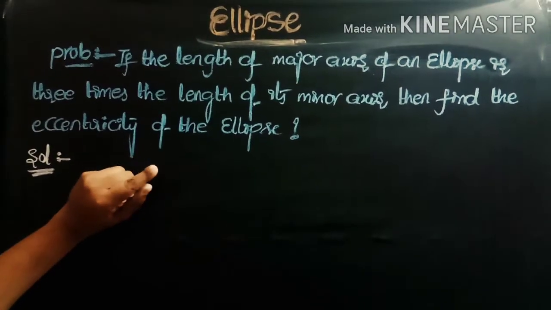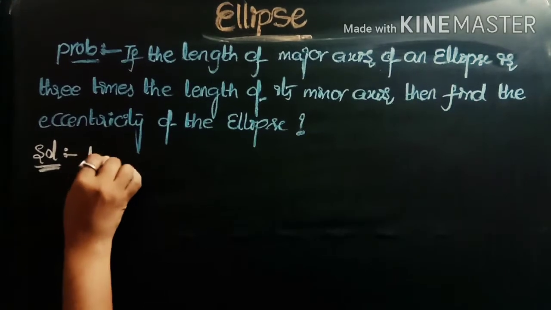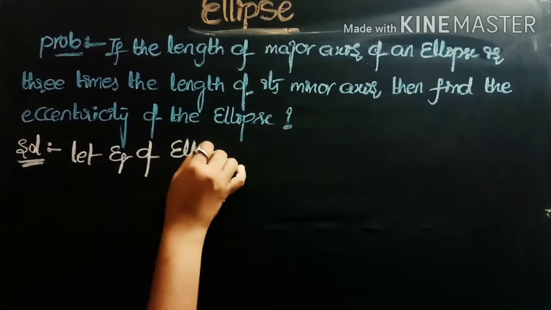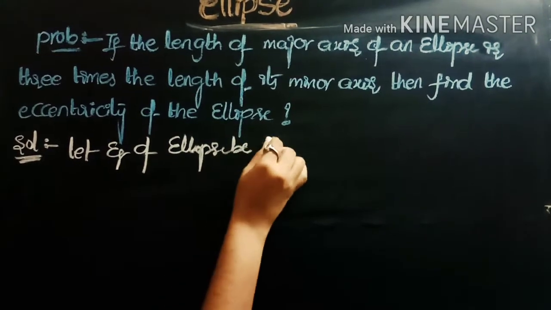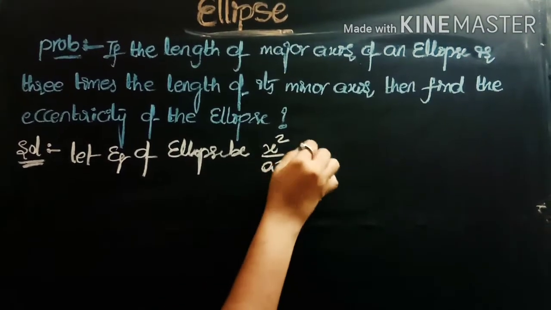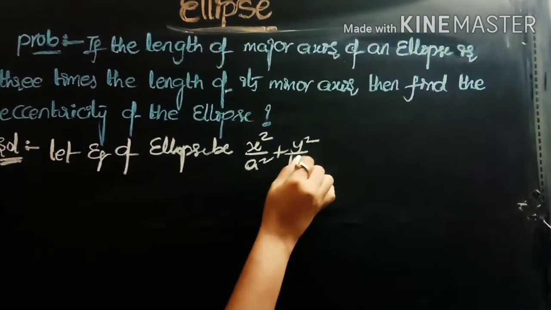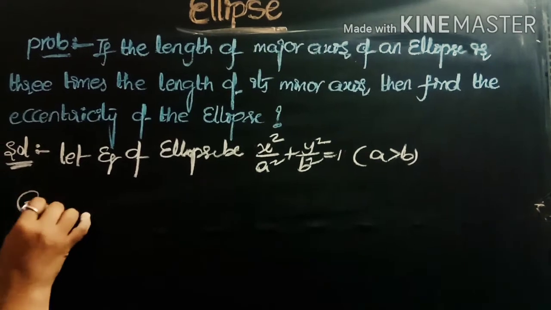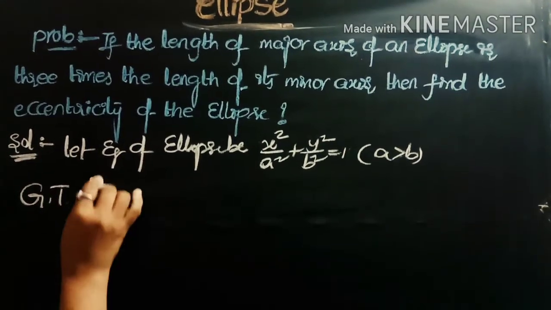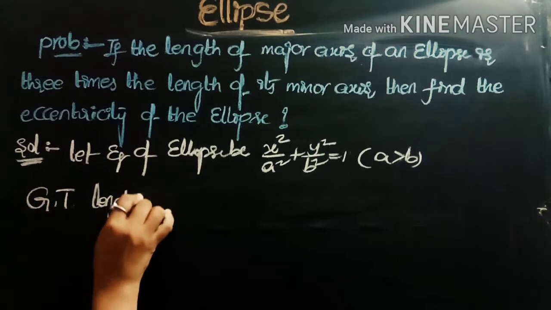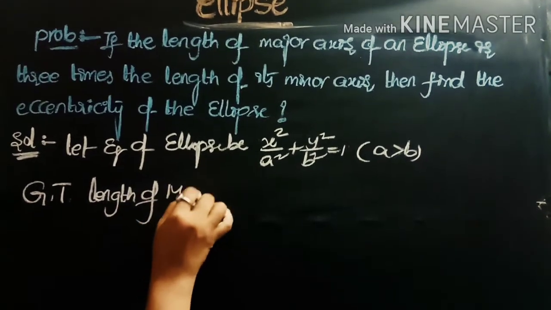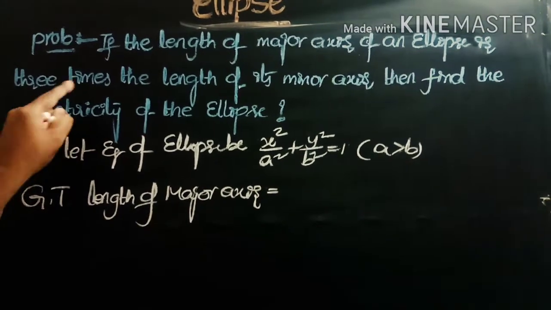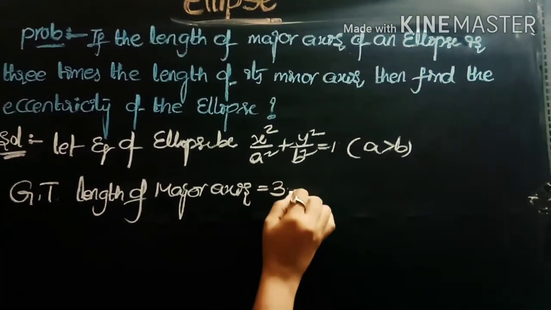So here we can take any of the ellipse equations. First we take the equation of the ellipse in standard form. That equation of ellipse is x square by a square plus y square by b square equals 1, when a is greater than b. Next we write the given condition. What is given? Length of the major axis is equal to 3 times the length of the minor axis.